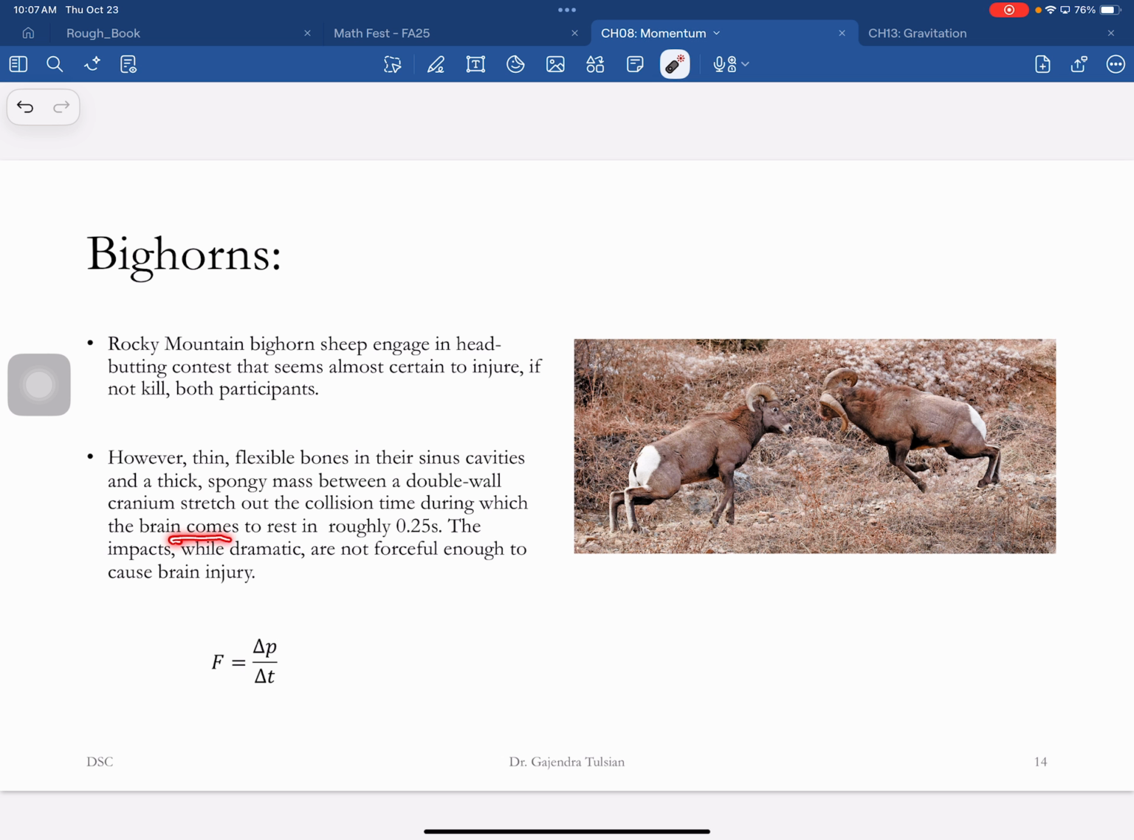The brain comes to rest in roughly 0.25 seconds. So that's a long stopping time. Remember, the golf ball collision is 1 millisecond, so this is an enormous time. The impacts, while dramatic, are not forceful enough to cause any brain injury. So that's why they go at it.